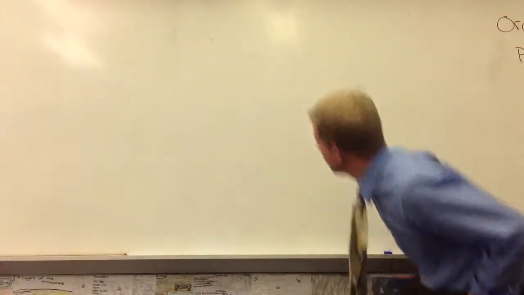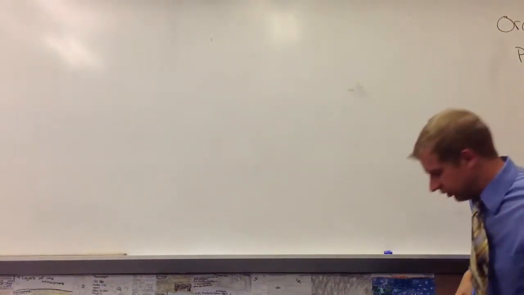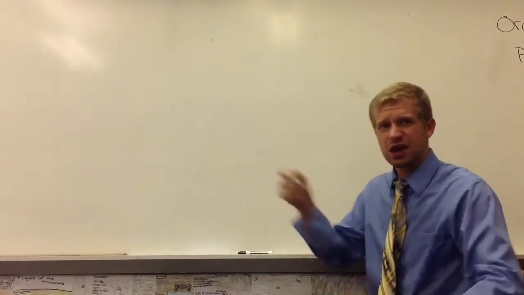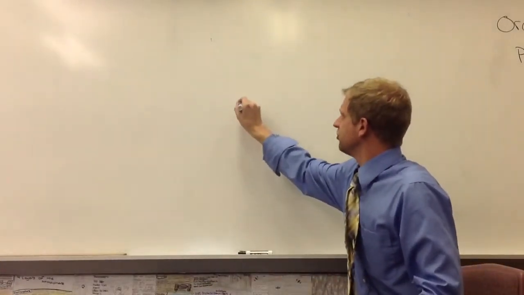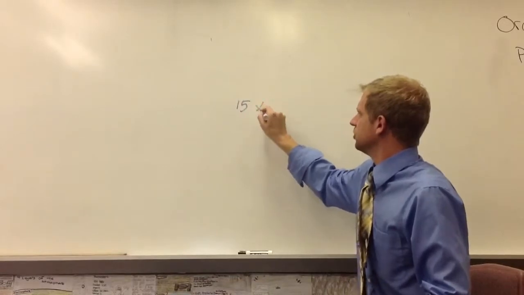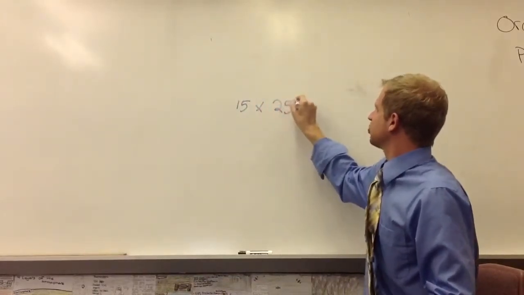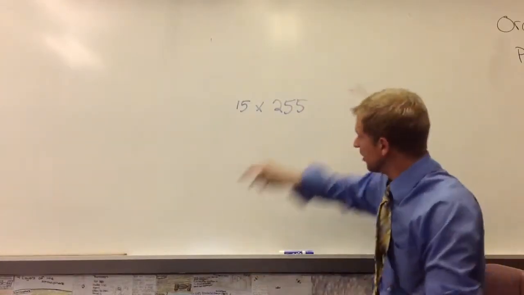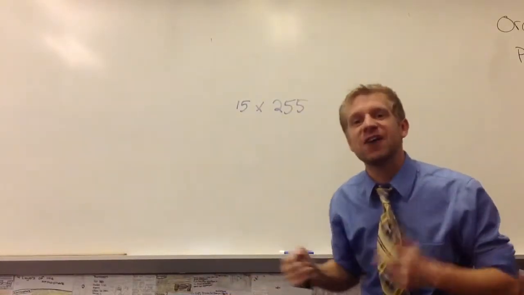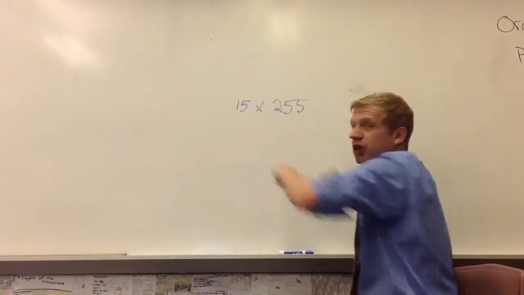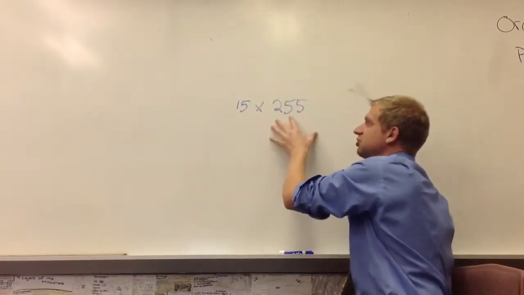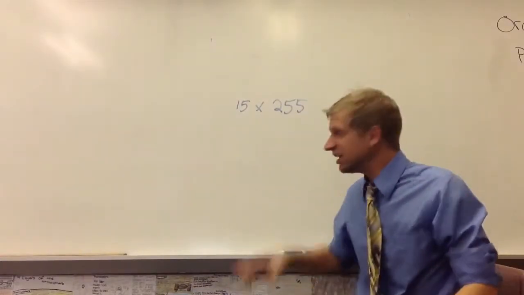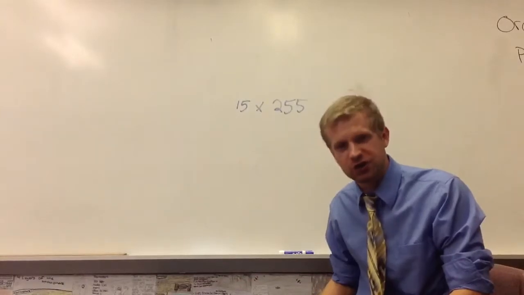So today we're going to be focusing on using the area model to multiply whole numbers. And we're talking a double-digit whole number times a triple-digit whole number. We're talking about 15 times 255. That's a double-digit number, a number that consists of two numbers, times a triple-digit number, a number that consists of three numbers. This is not going to be any harder than what we've already done.